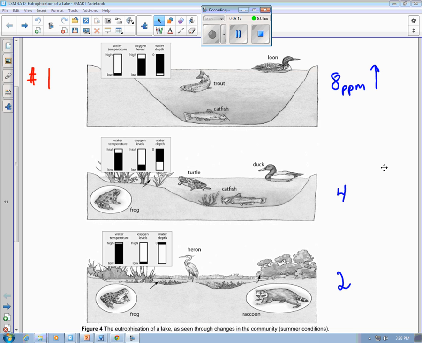Here is a picture found on page 116 of your textbook, and it just shows how a lake might eutrophy over time. So the top lake is very oligotrophic. The second lake is now starting to eutrophy, so you can see things like the temperature is increasing, the oxygen levels are starting to decrease, the water depth is starting to decrease. And then this last picture would show a lake that is pretty much completely eutrophied. It has turned into quite a different ecosystem than the original lake.